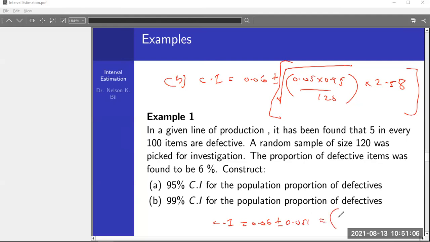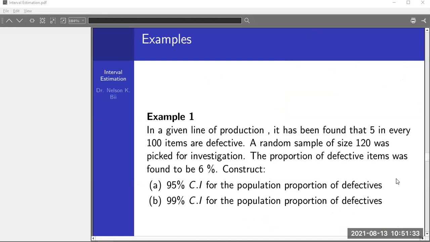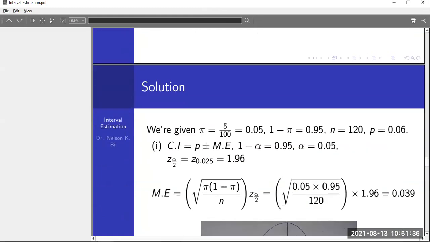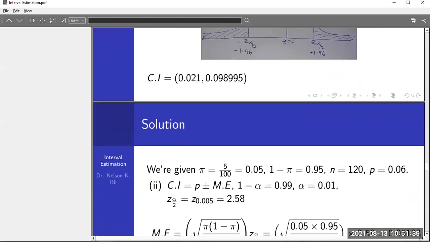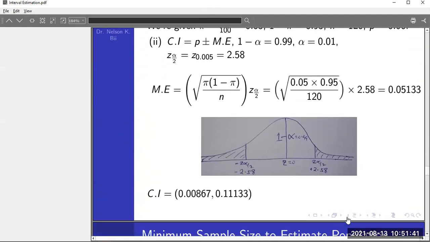Okay, thank you. So what is the lower limit? 0.06 minus this? 0.009. Yes, 0.009. Then here you have approximately 0.111, like that, is it? Yeah, approximately to 3 decimal points. So that's how to do that. So yeah, that's 0.009, 0.11.